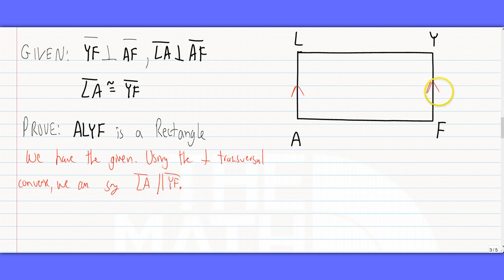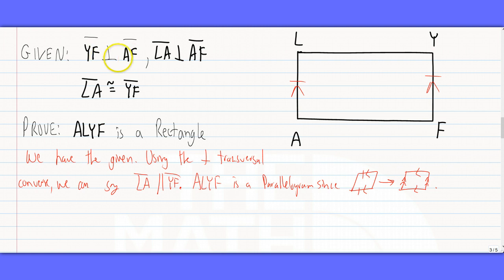Those markings up there now show that I have parallel. LA is congruent to YF. We were given that as well. So as I look at this now, I can say ALYF is a parallelogram since one pair of sides that are parallel and congruent imply parallelogram. So we have parallelogram. Now I'm trying to get to the rectangle stage.